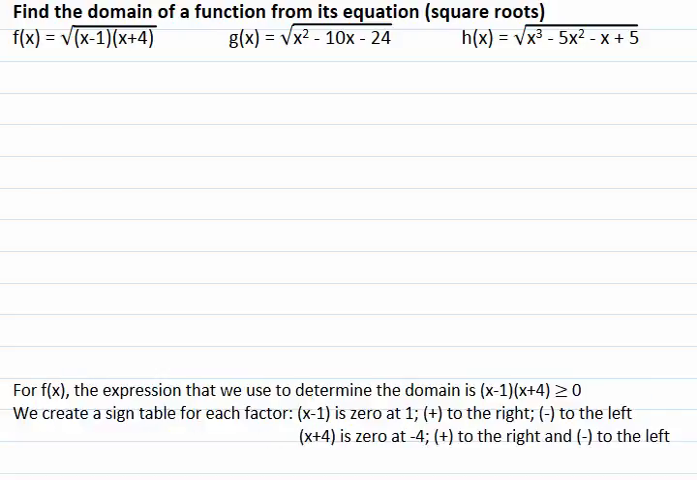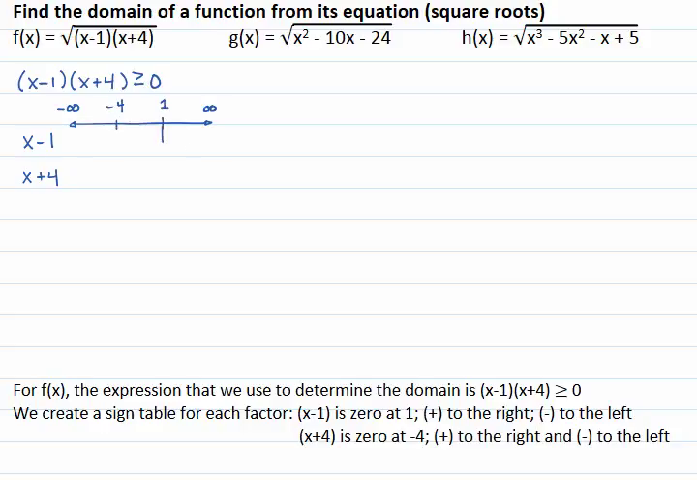For f of x, the expression that we will use to determine the domain is (x minus 1)(x plus 4) greater than or equal to 0. And to solve this inequality, we will create the sign table. The factors are x minus 1 and x plus 4. The number line from negative infinity to infinity. The zeros for each factor, 1 and negative 4.